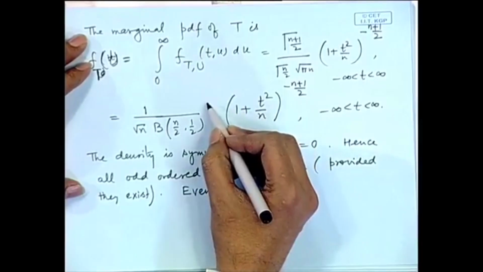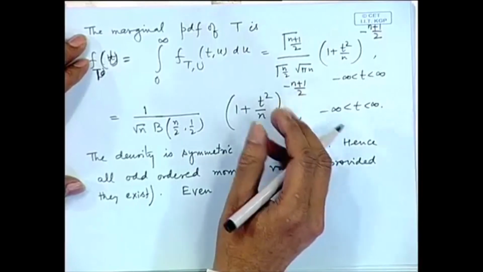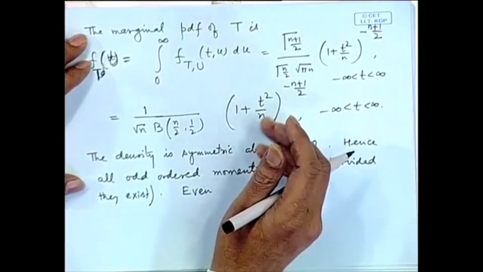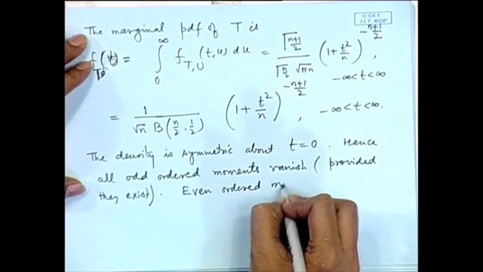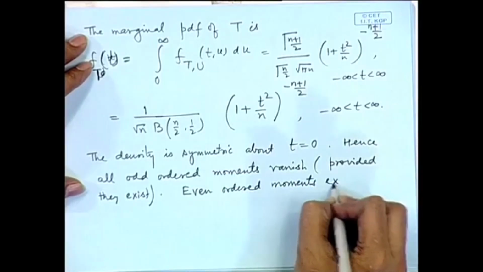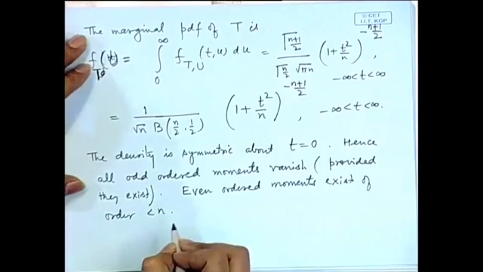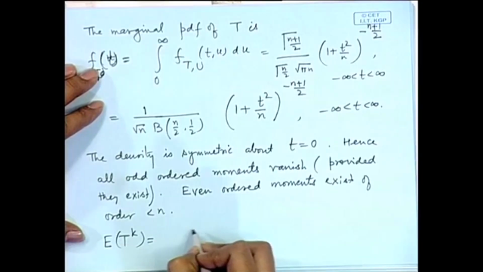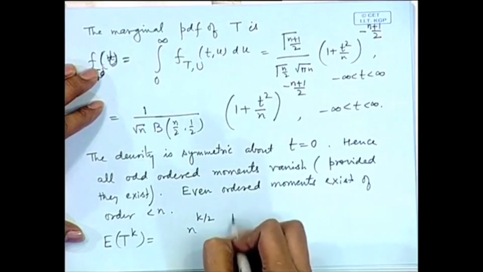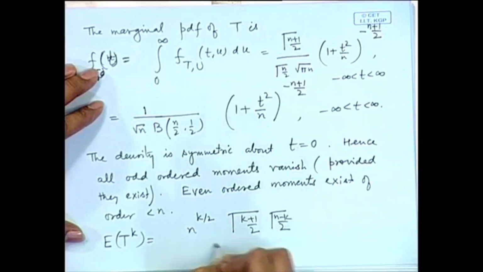Now, if you evaluate the integral of t to the power 2k times this term, then you can reduce it to a gamma function and do the calculation. So, the even ordered moments exist of order less than n. So, we have expectation of t to the power k for the even ordered moment as n to the power k by 2, gamma (k plus 1) by 2, gamma (n minus k) by 2, divided by gamma half, gamma n by 2.